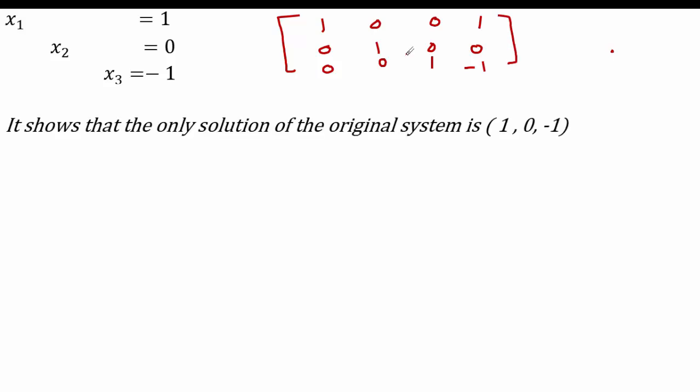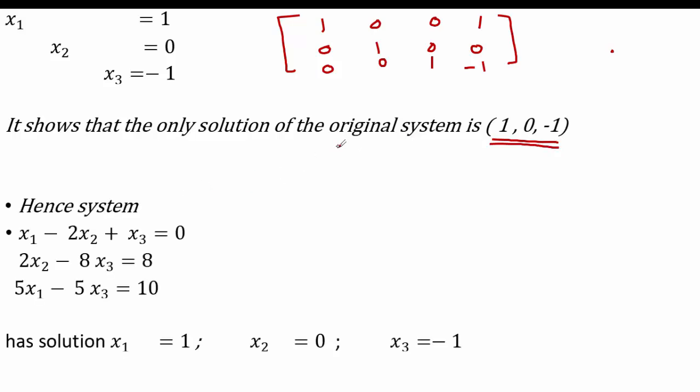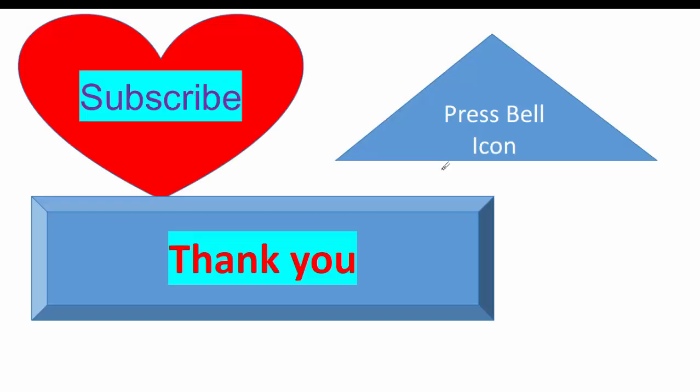This completes the process, and this shows that the system has a solution 1, 0, minus 1. Thus, the given system has a solution x1 equal to 1, x2 equal to 0, x3 equal to minus 1. Dear friends, this is the method for solution of the system of equations. Systems of equations can be solved by using matrices also. We shall see it in our next video.